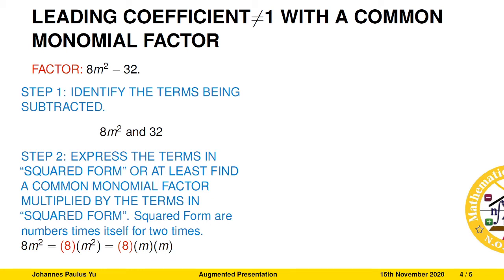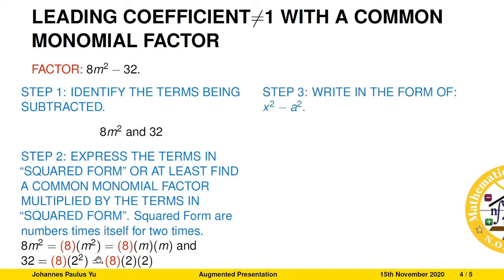And, ang 32, okay, 8 times 4. But 4 is a perfect square, which is 2 squared, kay 2 times 2 man na. So, ato gipakita diri nga ang 8 is a common monomial factor multiplied by a squared form. So in this case, 32 can be expressed as 8 times 2 times 2. So, nakuha na nato ang step 2, kining squared form, unya naa pag common monomial factor. So let us now proceed to step 3.